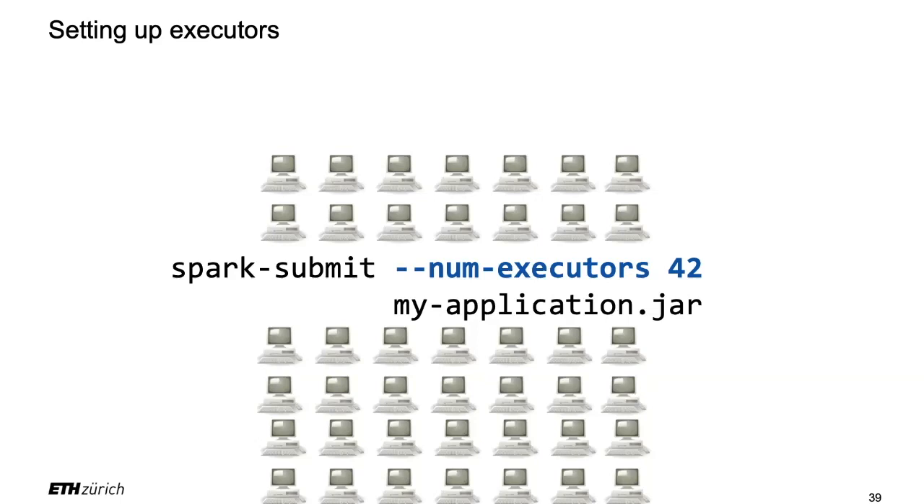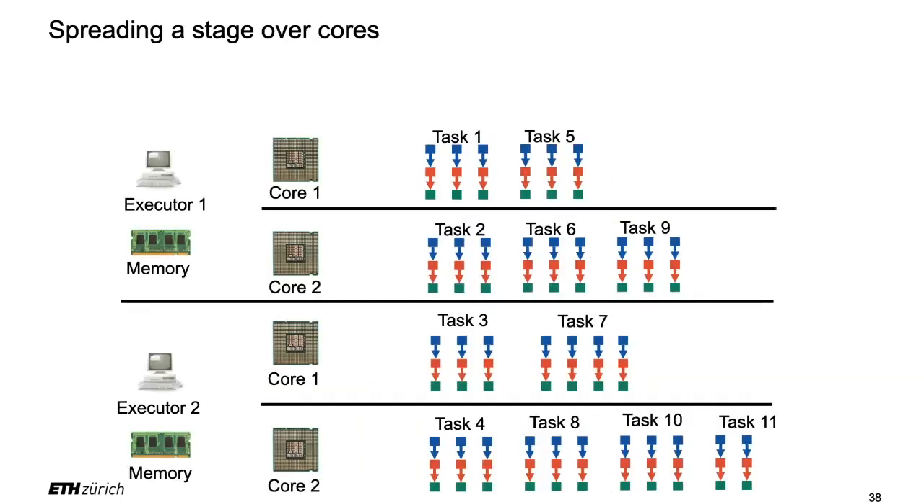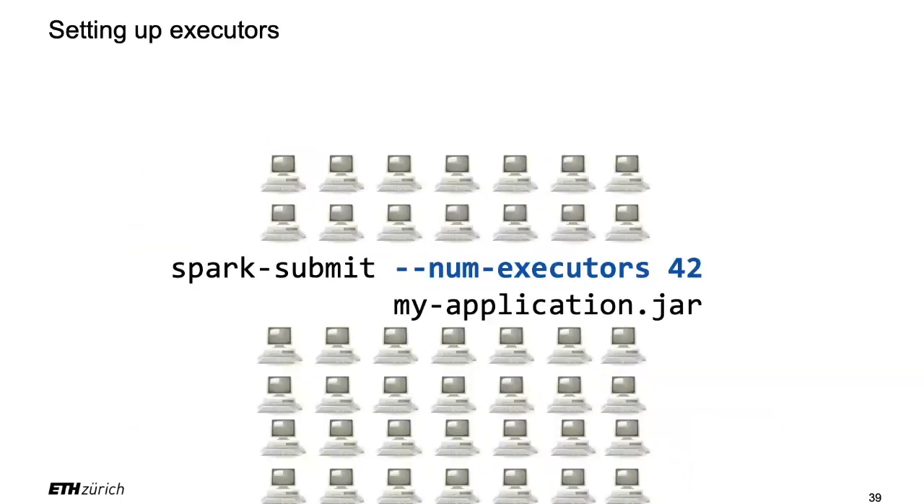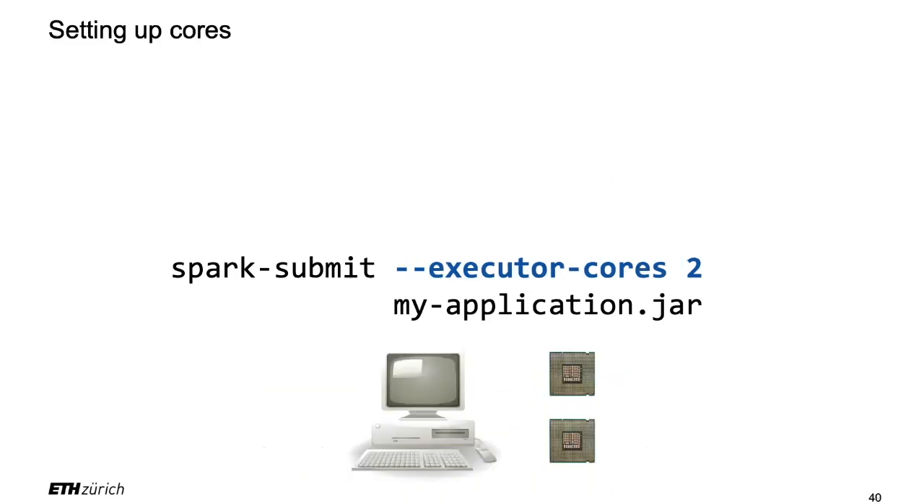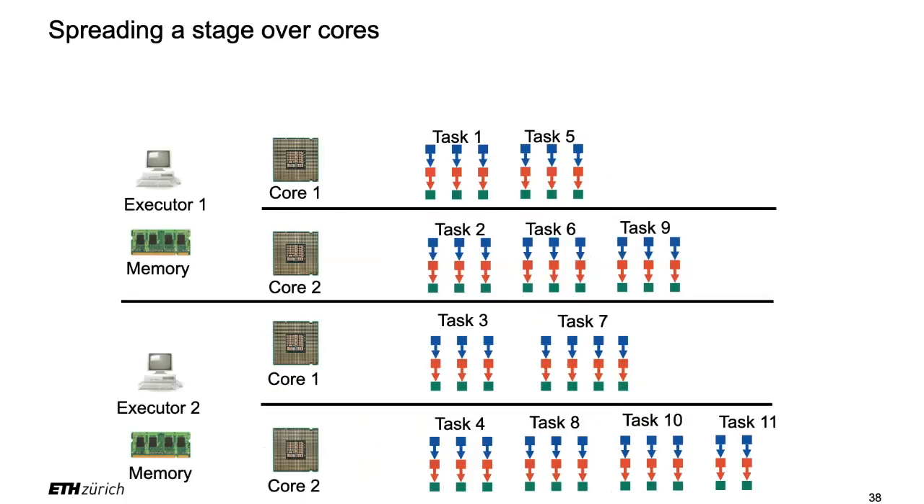What's nice is that you can supply parameters to this submission of your Spark job. You can specify the number of executors, for example, how many you want here. You can say, I want 42 executors. That's going to be the YARN containers, right? So 42 executors. You can even specify how many cores you want per executor. You can say, I want each executor to have 2 cores, right? Exactly like here, actually. This is 2 cores per executor.